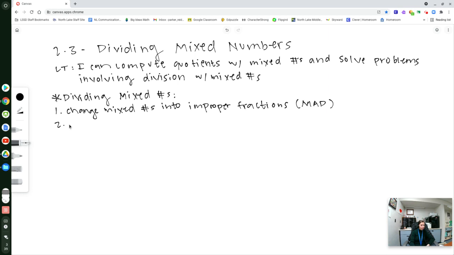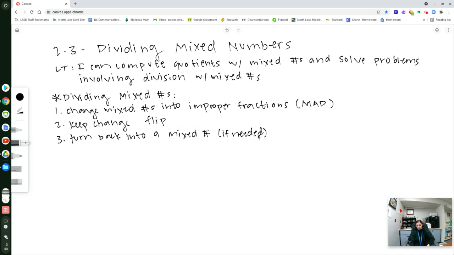Once you've changed your mixed numbers into improper fractions, then you're going to keep, change, flip, just like we learned in the last video. You're going to keep, change, flip, and you're going to solve your problem, just like we did in our last section. And then finally, once you have your final answer, you are going to turn it back into a mixed number only if needed. If your answer is a proper fraction, if the top is not bigger than the bottom, then you wouldn't have to do this. But if we do end up with an improper fraction, we do want to make sure it's turned back into a mixed number.